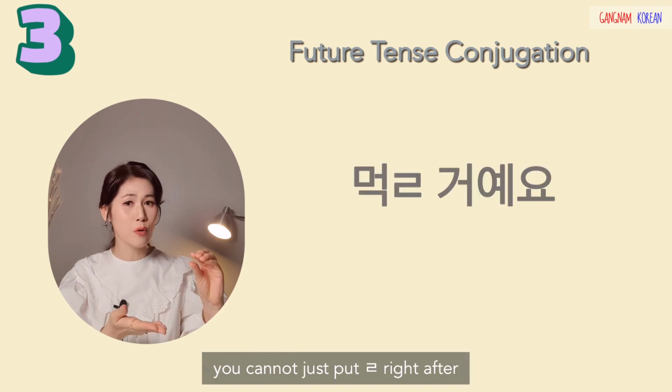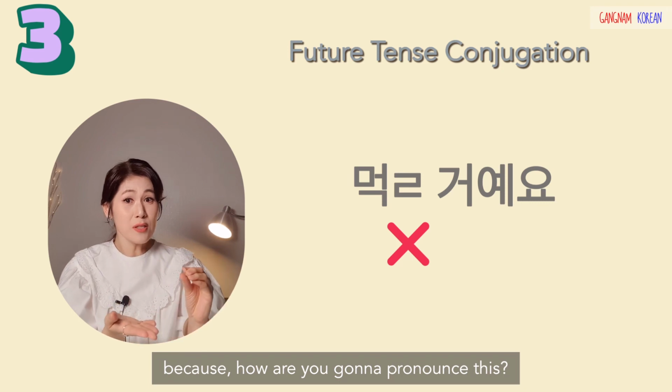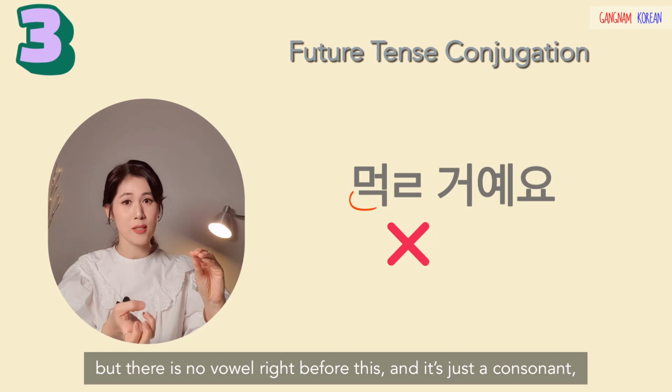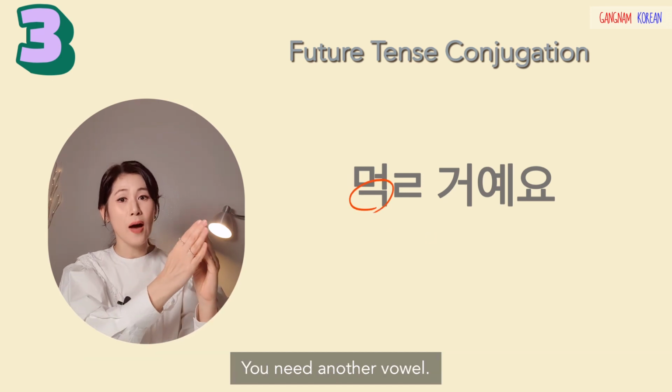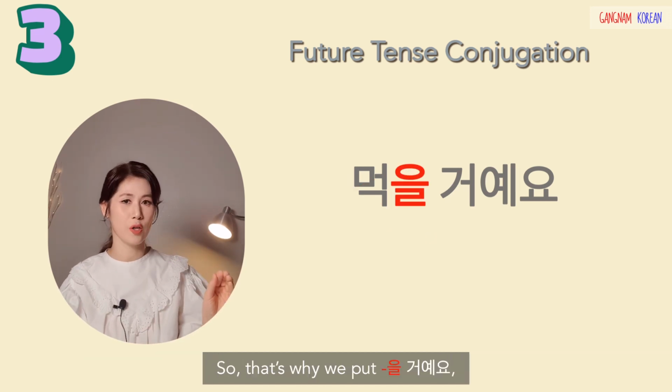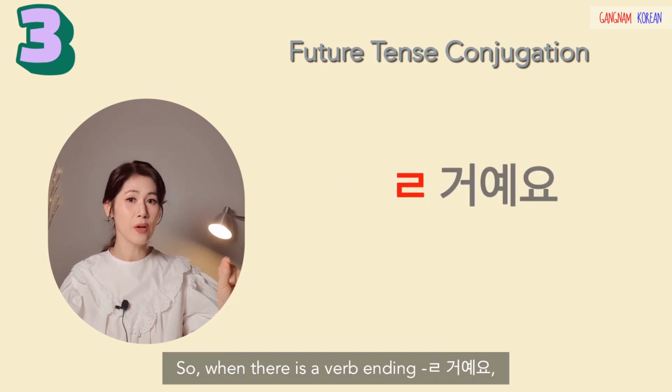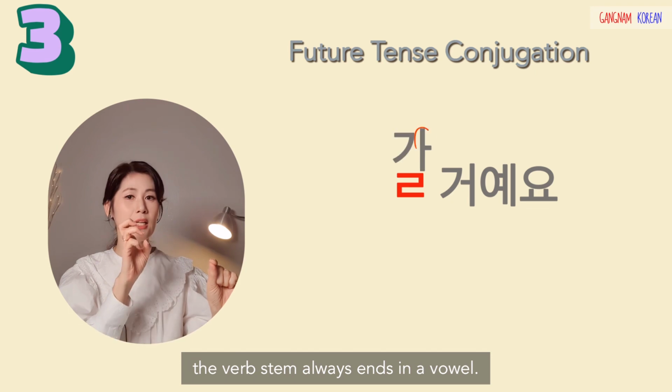you cannot just put ㄹ right after, because how are you going to pronounce this? This ㄹ needs a vowel, but there's no vowel right before this. It's just a consonant, so you need another vowel. So that's why we put 을 거예요 rather than ㄹ 거예요. Okay? So when there is a verb ending ㄹ 거예요, the verb stem always ends in a vowel.